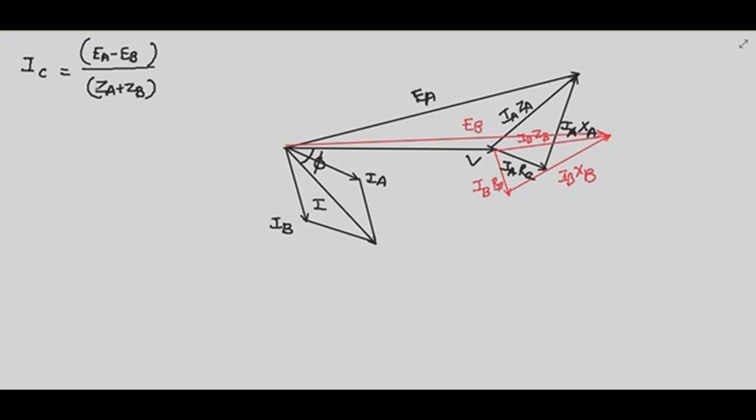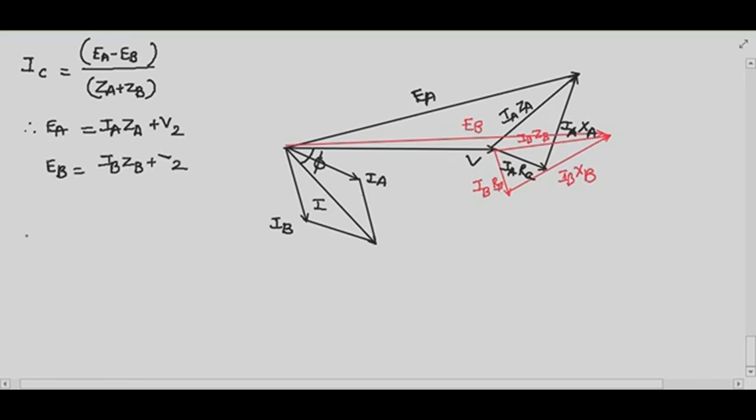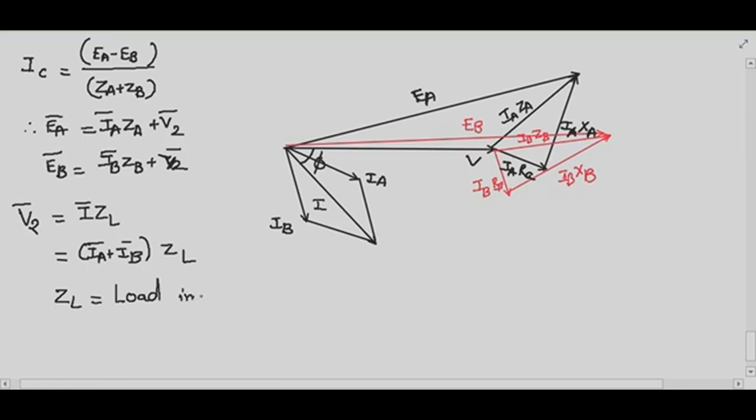As the induced EMF of the two transformers are equal to the total drop in their respective circuit, I can write down EA is equal to IA into ZA plus V2, right? Similarly, what is my EB? EB is nothing but IB ZB plus V2. Now what is my V2? V2 will be equal to I into ZL. So what is I? I is nothing but IA plus IB, vector sum of both, into ZL. What is ZL? ZL will be my load impedance.